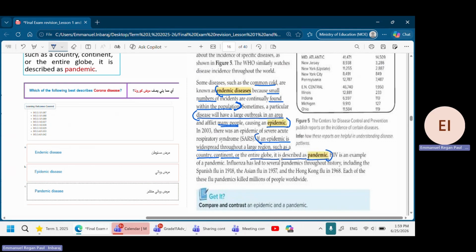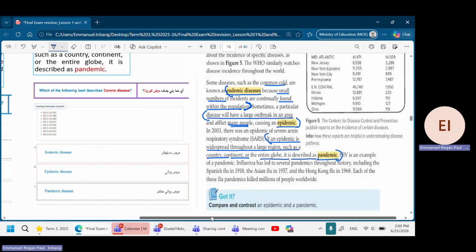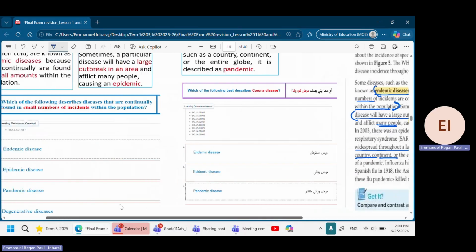So these are the 3 things. Endemic, small number within the population. Epidemic, large outbreak in an area. And pandemic, widespread through a large region such as country, continents, and globe. So these are the 3 definitions of the disease pattern.